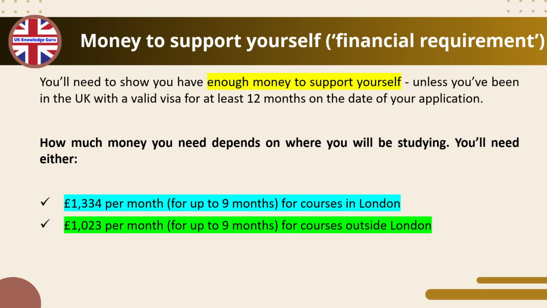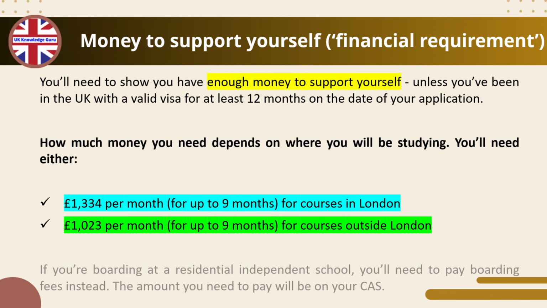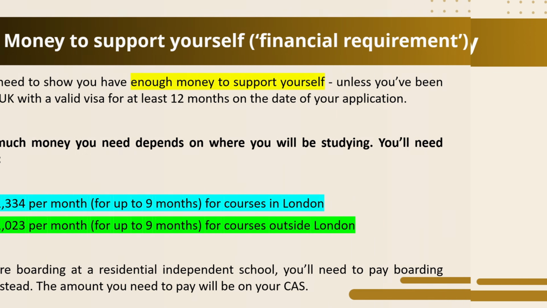So it's very simple. When you're providing your statement, many people ask this question: what should my statement be? How much bank balance do I have to show? It's simple. Multiply that 1,023 by 9, and whatever figure comes according to your country's rate, that's what you need to show in your bank. If you are boarding at a residential independent school, you'll need to pay boarding fees instead. The amount you need to pay will be on your CAS letter if you're coming to a boarding school.